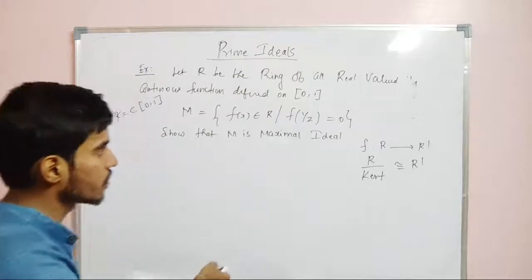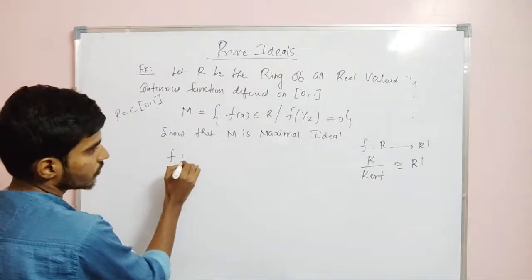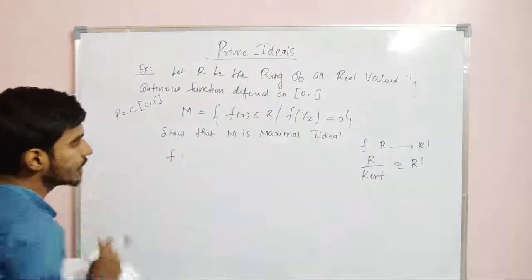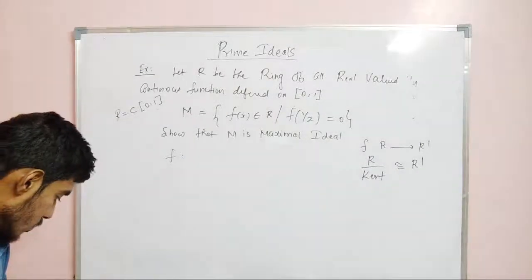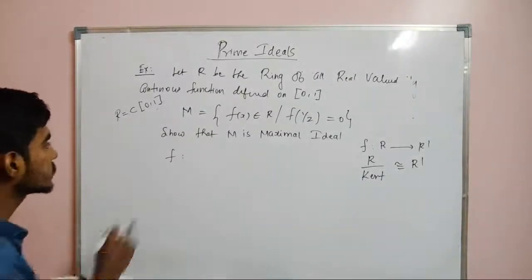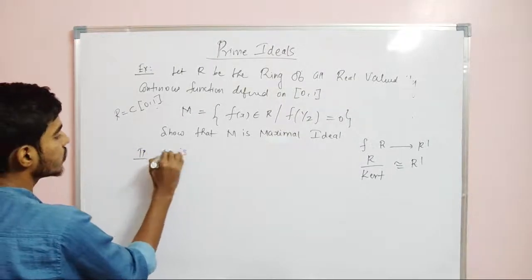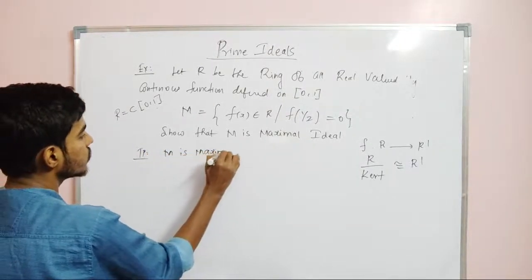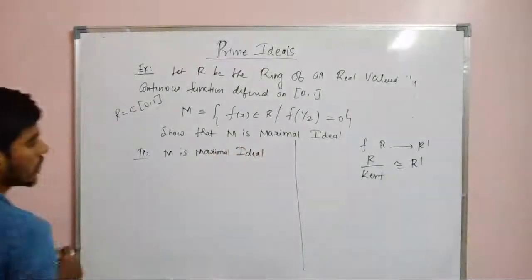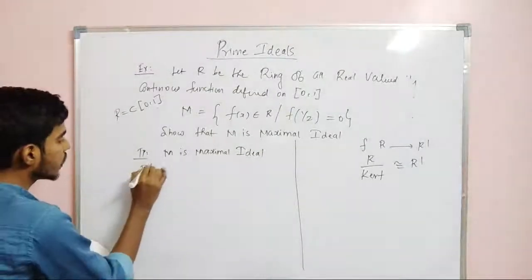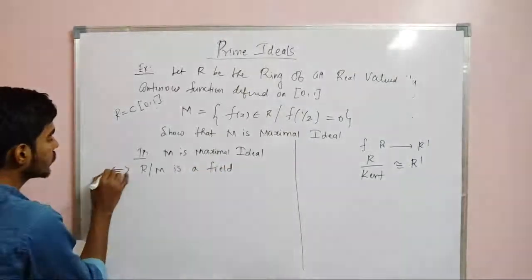Now I need to show that this is a maximal ideal. So what we need to prove is M is maximal ideal. It's a very interesting problem. So for that, I am going to show that R by M is a field. We know that M is maximal ideal if and only if R by M is a field.